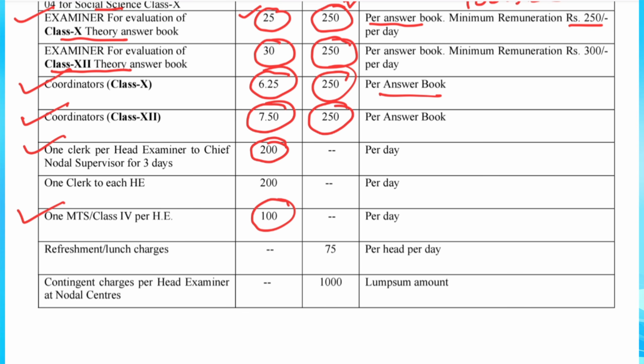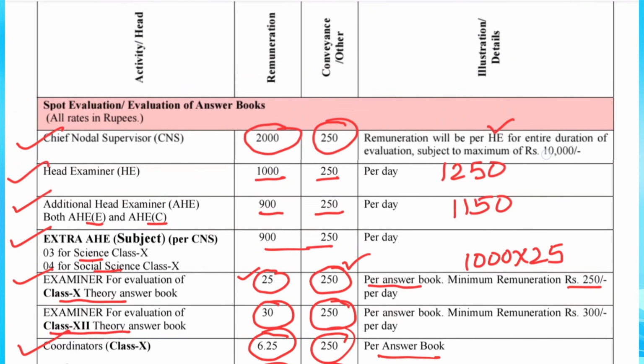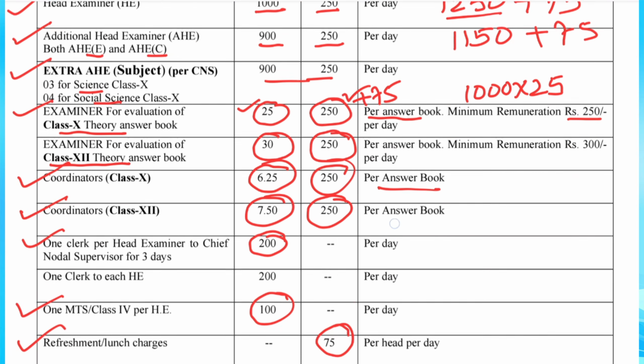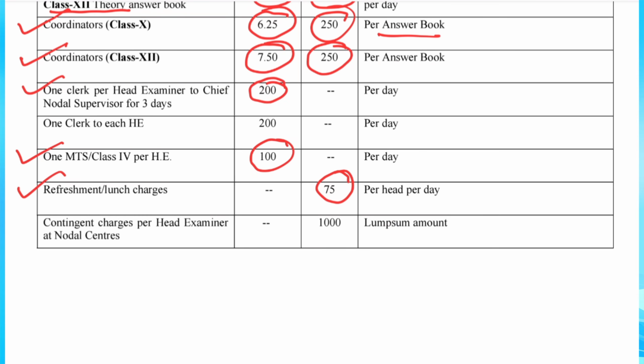And as we have already seen for board examination duties, same for evaluation also, everyone will get refreshment as well as lunch charge of 75 rupees per day. So if we go here, like AHE is going to get this much plus 75 rupees per day. Then same for AHE, this much per day. And for examiner and all, you need to add 75 here in 250 into 25. Same way, all these things. So you can do the calculations.